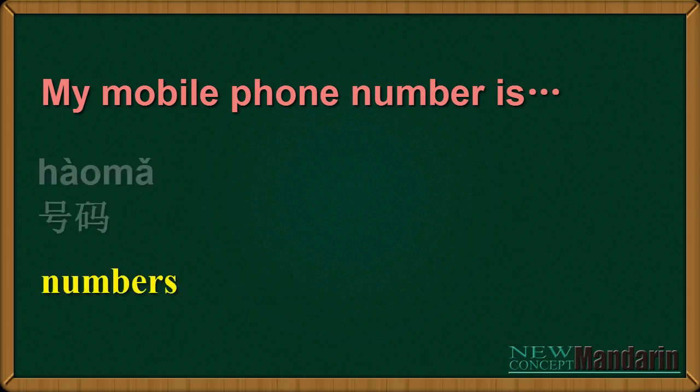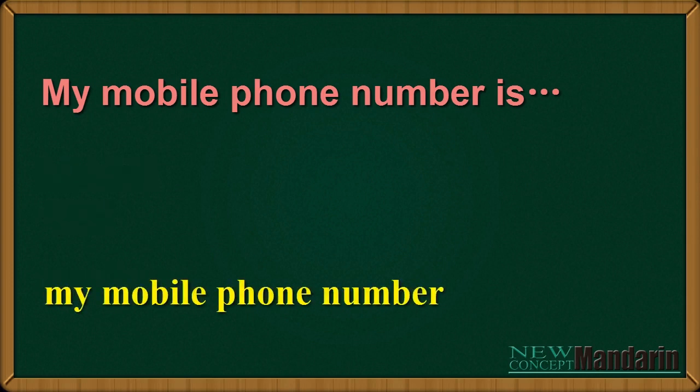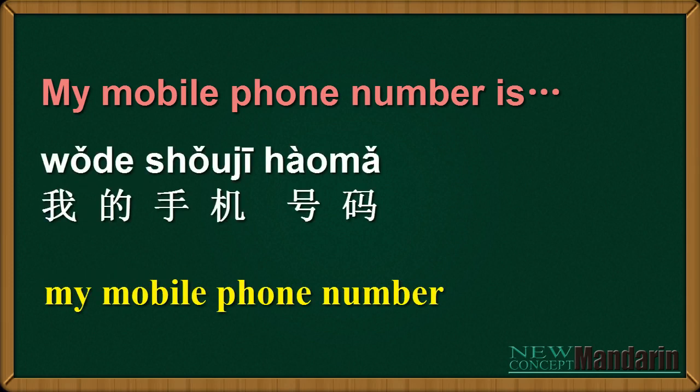Numbers, we say 号码. My mobile phone number will be 我的手机号码. To make it a sentence, we need the verb is. What's that? Yes, to be. 是. No matter it is am, is, are, words or word, we just need to say 是, one word. Chinese verbs don't change forms. Then you are able to say my mobile phone number is.